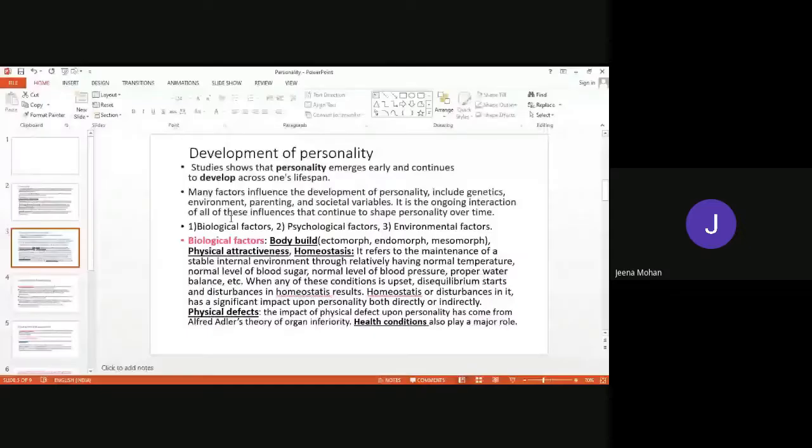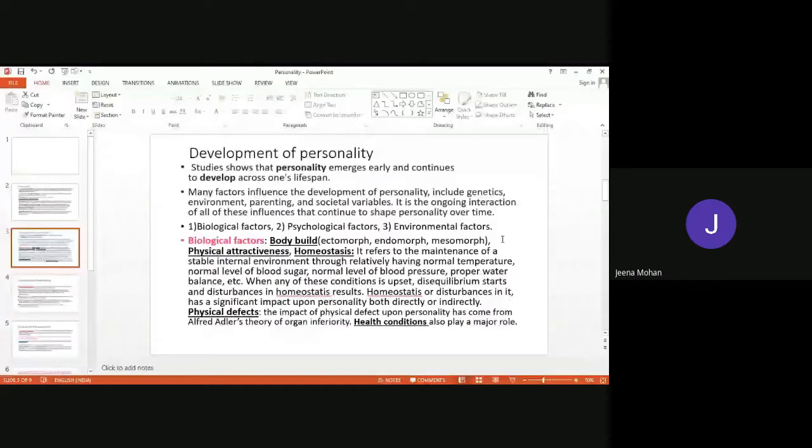Basically, when we talk about the development of personality, in your textbook and study material the division is made like this: biological factors, then psychological factors, and environmental factors. So your study material divides it into these three. Now let us look at what we mean by biological factors. The biological factors we can call the physical factors or the physiological factors. Physical, physiological, and biological factors are all the same.